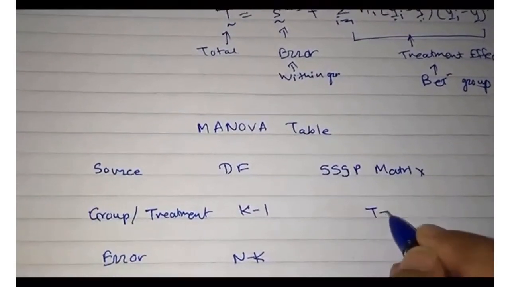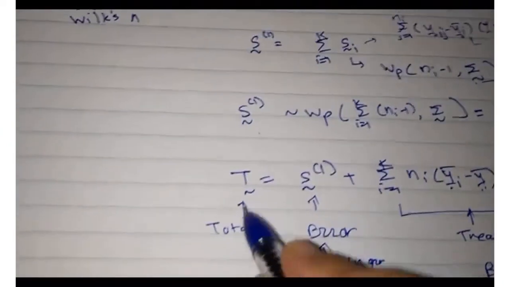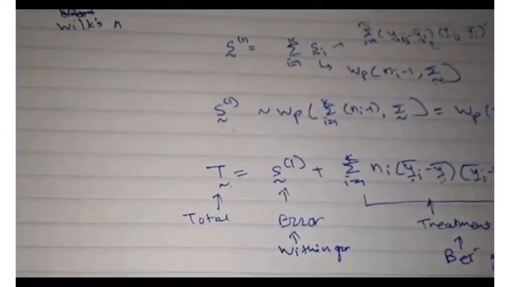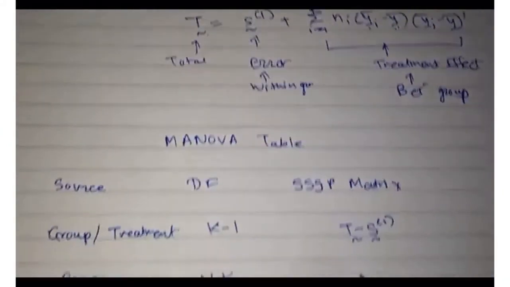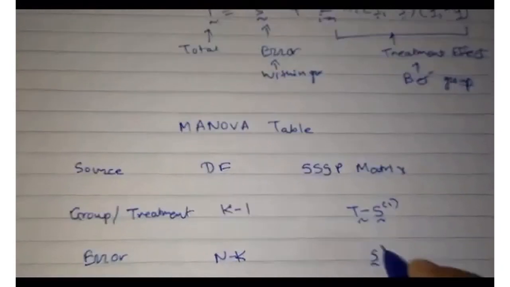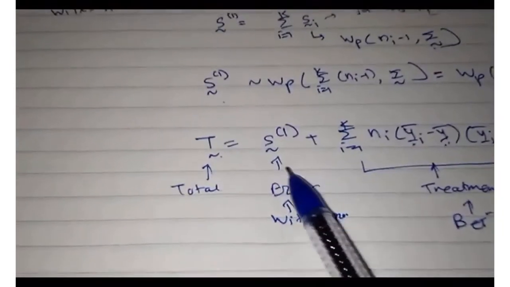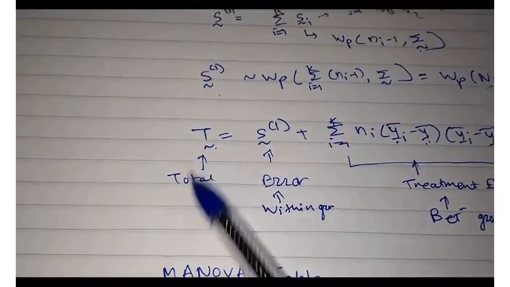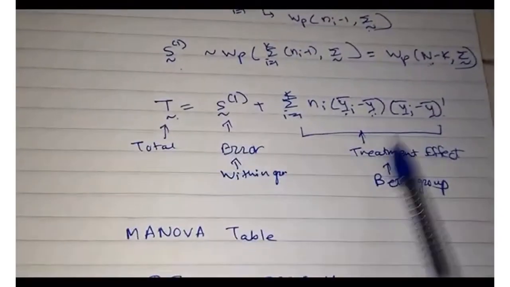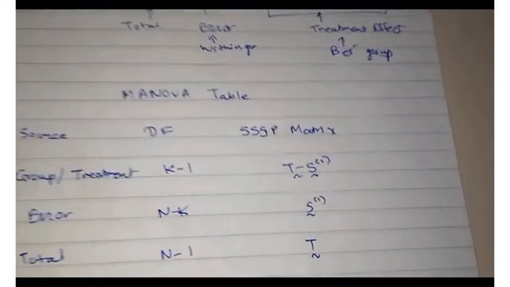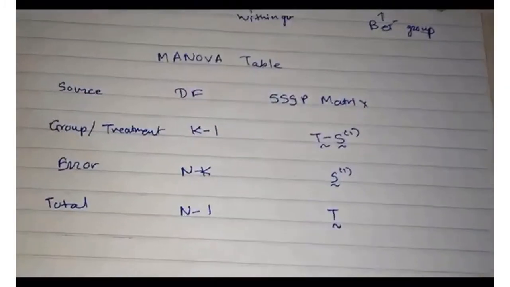The matrix here is T minus S1. And error matrix is actually my S1 and total matrix is T. The explanation for that is here: why S1 is error matrix, why T is total, and the remaining part is your T minus S1. Okay, so this is your MANOVA table.